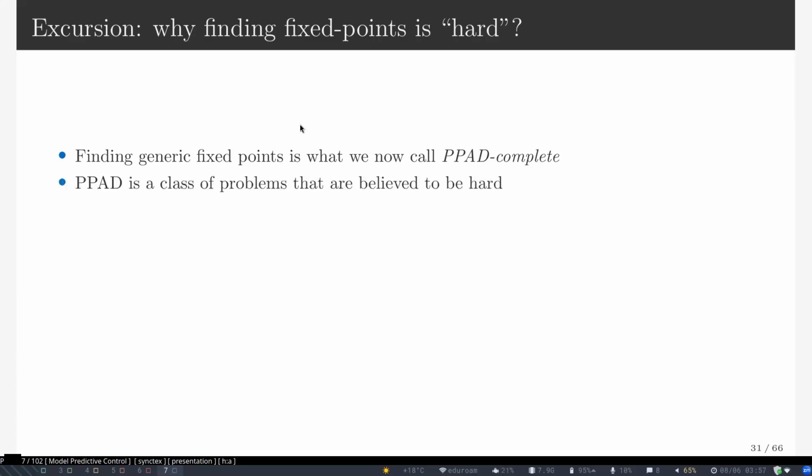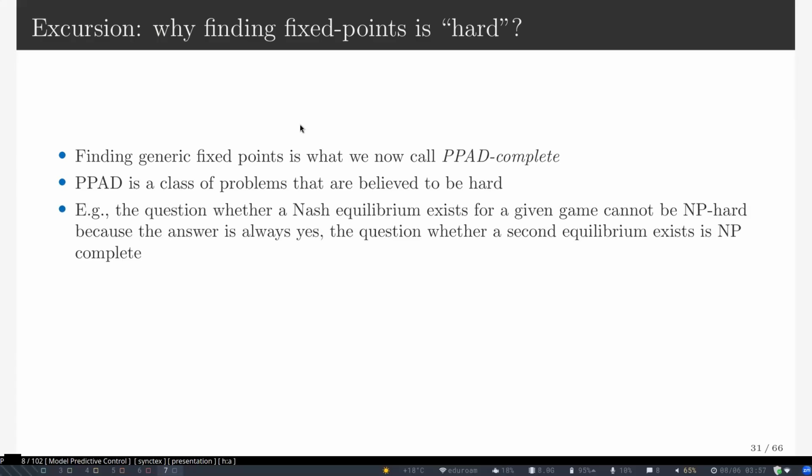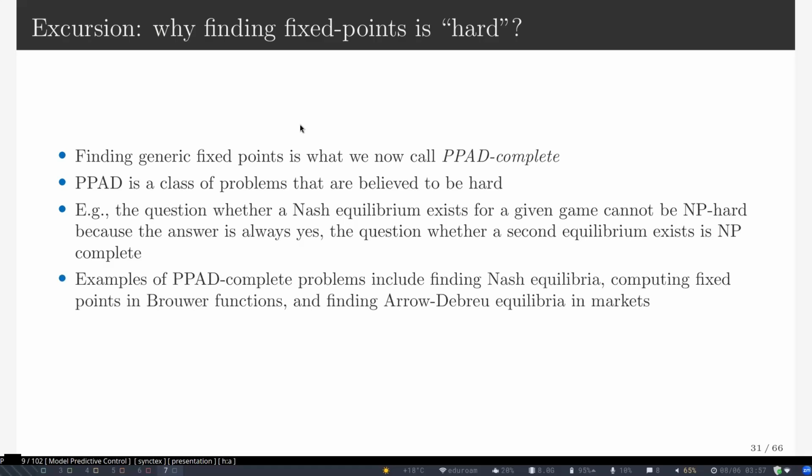So what it is, again, there are these other types of problems that are hard, and they are related to NP-type problems. So, examples: this is how it was discovered. Finding a Nash equilibrium. The question of whether a Nash equilibrium exists for a game is not NP-hard because we always know the answer is yes. But the question of whether there is a second one is NP-hard. A Nash equilibrium is a fixed point.